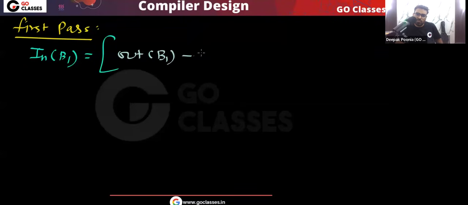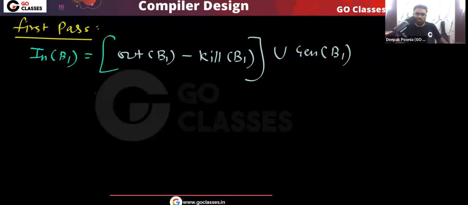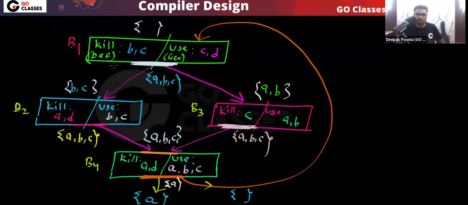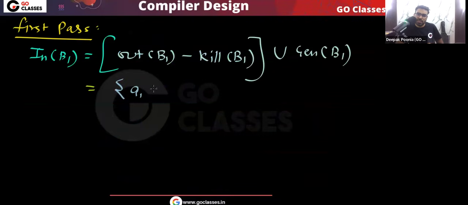You take out of B1. From that, first you remove kill of B1. Then you take union with use of B1. Very simple. So what we will get? In of B1. That will be from this ABC. First you kill BC. BC are gone. Then you generate CD. So it will be ACD. Yes or no? So finally you will get ACD. Very simple. So that's it.